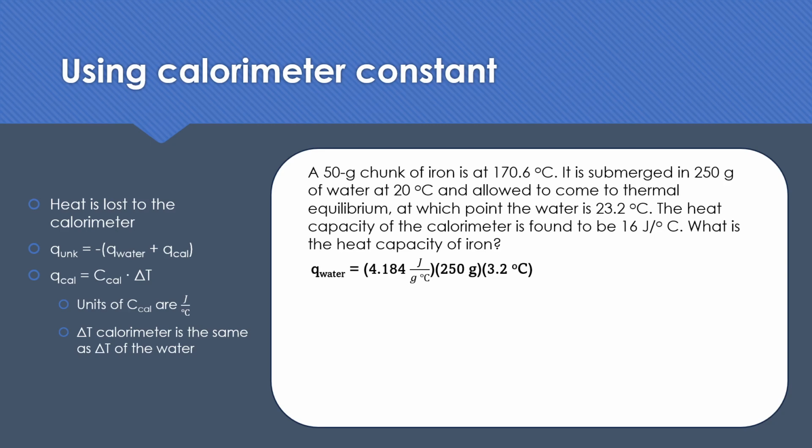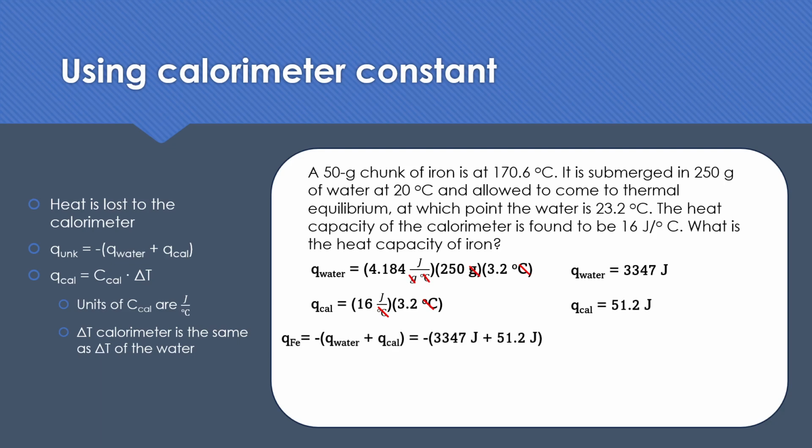So Q of water, again, is super straightforward. It's cm delta T for water, 3,347 joules. Now we also have to calculate the Q of the calorimeter, which is the calorimeter constant times delta T, so 16 times 3.2, or 51.2. And this is usually going to be the case. It's not a lot, but it is enough that you need to account for it.